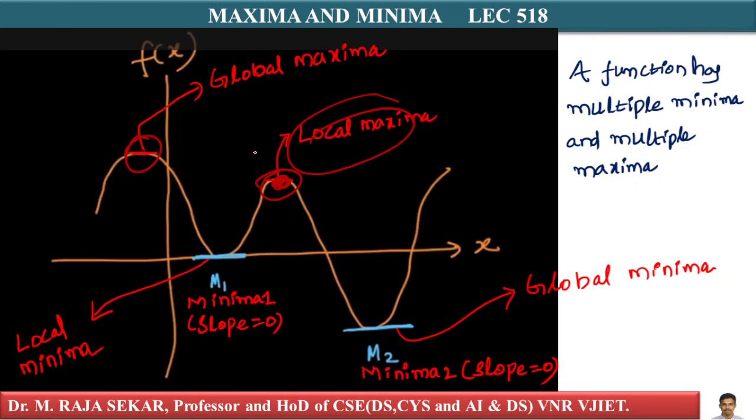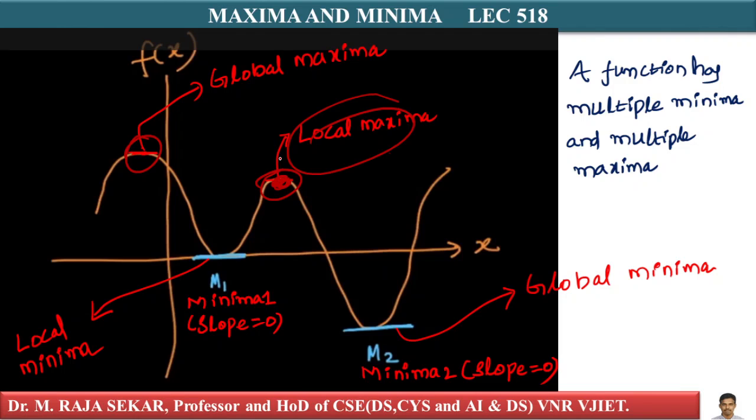So it's possible that a function has multiple local maxima. It always has one global maximum, isn't it? Here you may have multiple local maxima, but you must have one global maximum. In a similar manner, you can have multiple local minima, but you must have only one global minimum.